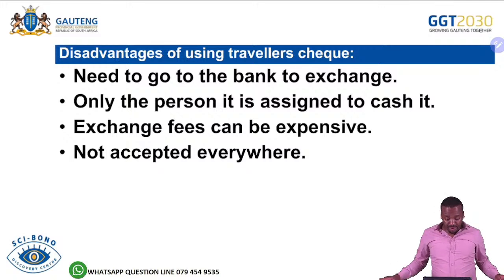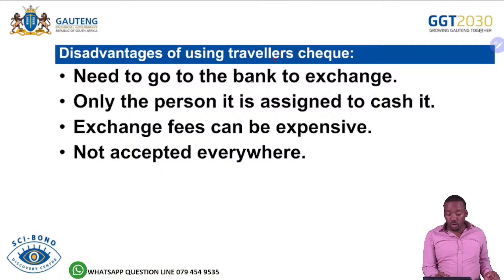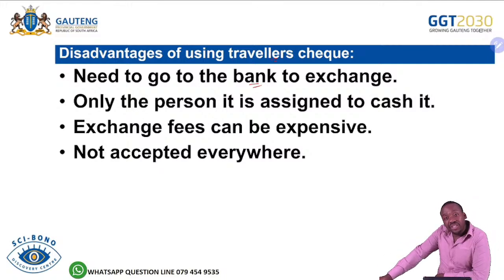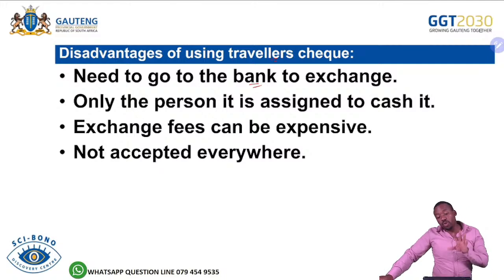Let's look at some of the disadvantages of using a traveler's check as a payment method. Number one, you need to go to the bank to exchange it, right? So additional time, additional costs. You must produce evidence that it is yours. You must produce your identity number, your ID book, and so on. So those are some of the disadvantages.